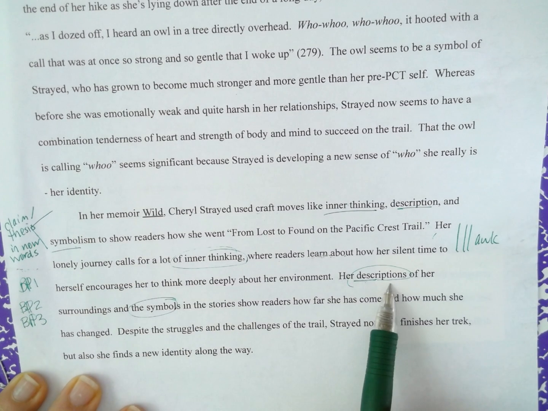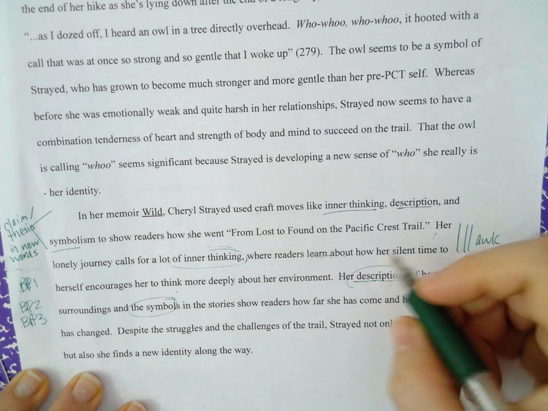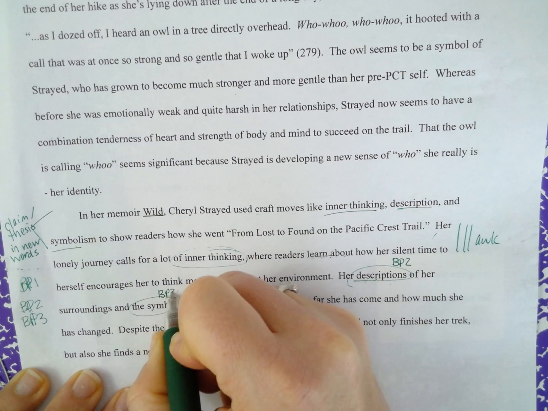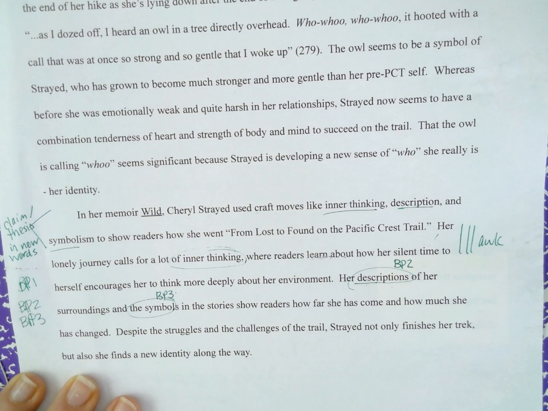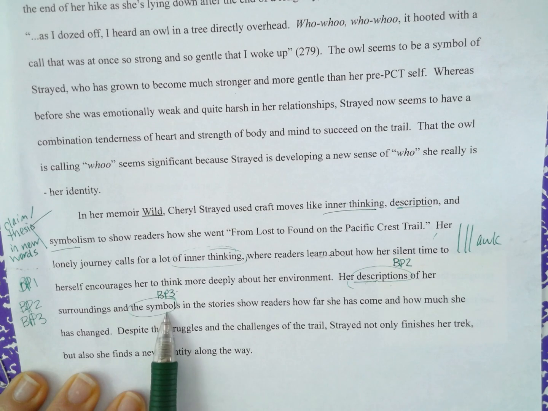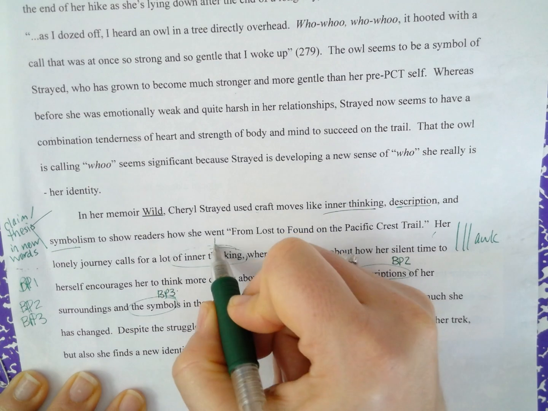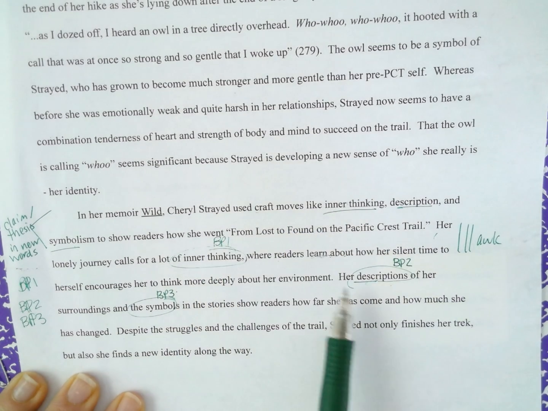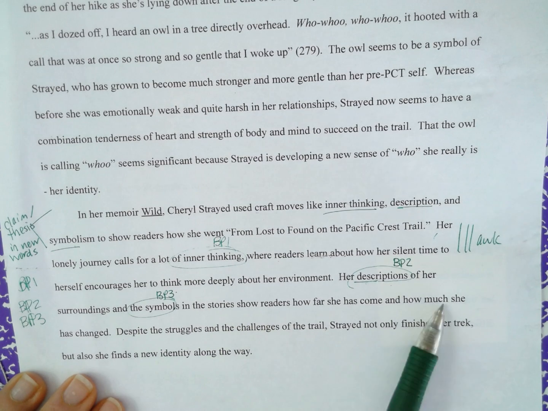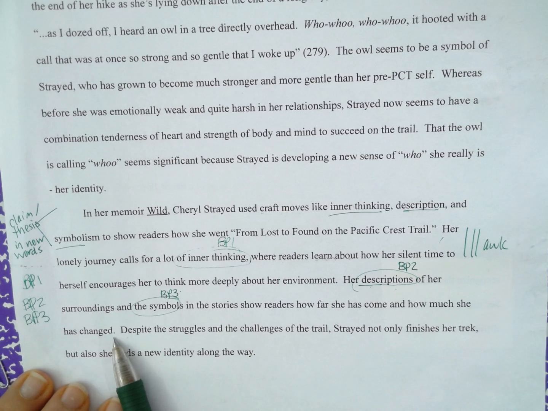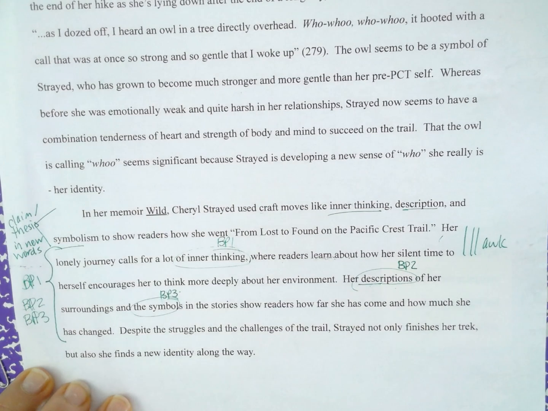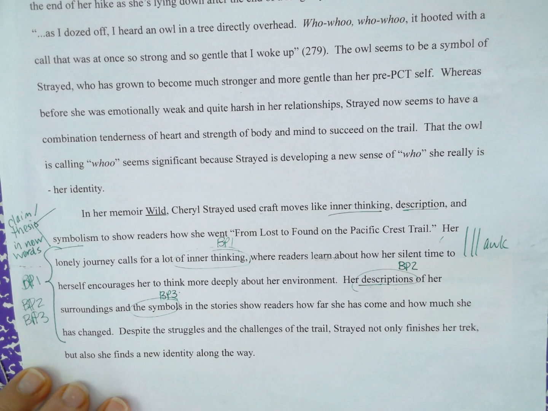Description is body paragraph 2, symbols is body paragraph 3. And I smooshed them, that's a technical writing term. I smooshed them into one summary sentence. Inner thinking is body paragraph 1. Her descriptions of her surroundings and the symbols in the story show readers how far she has come and how much she has changed.